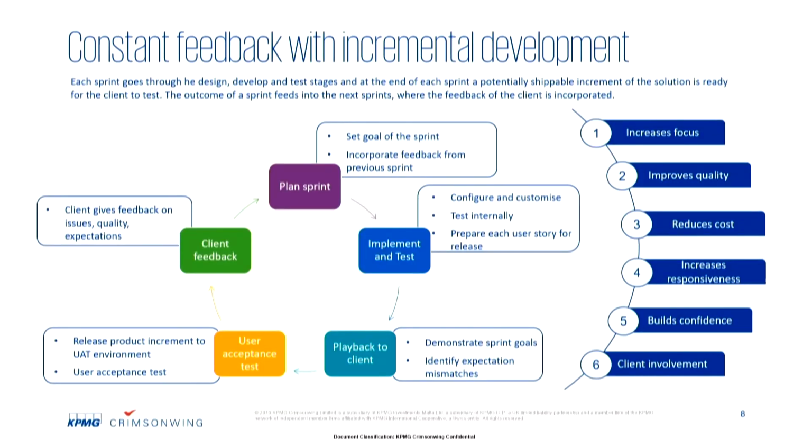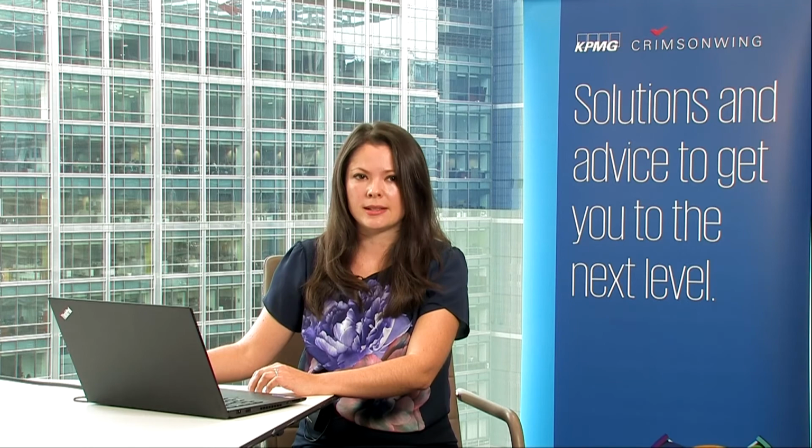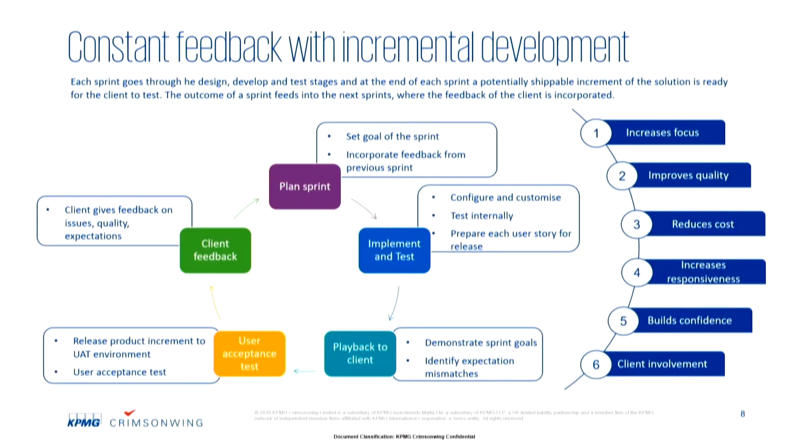First, at the beginning of the iteration, we choose a prioritized list of user stories, and these user stories are then implemented and tested. At the end of the iteration, the solution increment is played back to the customer, and then the solution increment is released to the customer to be tested. After the customer gives us the feedback, it is then incorporated into subsequent sprints.